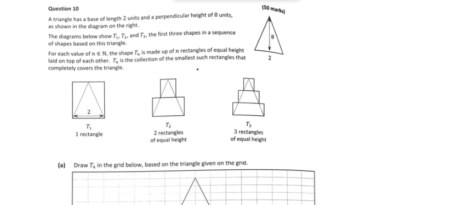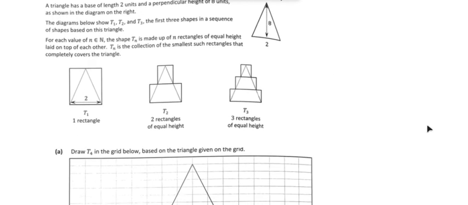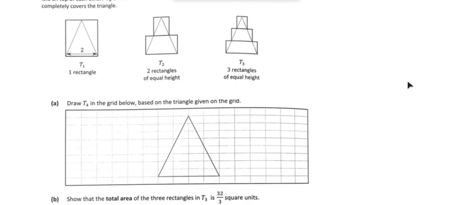Hi folks, this is question 10 and it's the last question. So we've got three diagrams here and they're just looking for us to draw T4 in the grid. So you're just putting rectangles onto the triangle really. So this one will have to have 4 rectangles. So every 2 squares you're going to draw a rectangle. Try and make that a bit clearer.